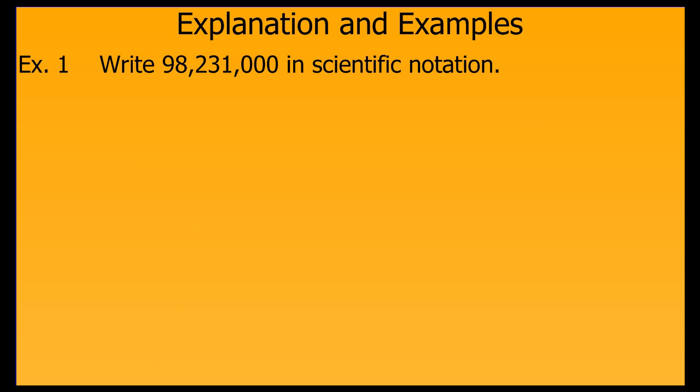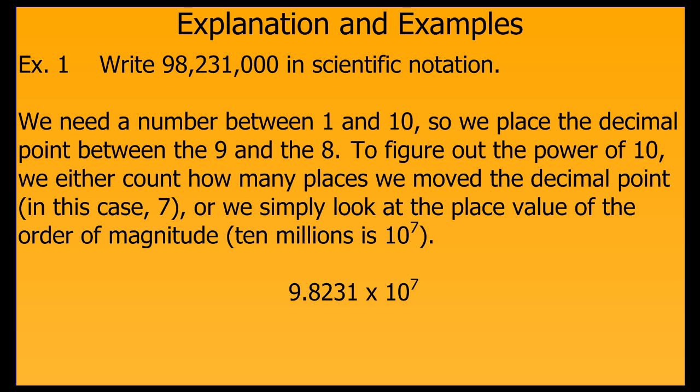We want to write 98,231,000 in scientific notation. We need a number between 1 and 10, so we place the decimal between the 9 and the 8. So that gives us 9.8231. But now we need the power of 10 that will make this equivalent to 98,231,000. To figure that out, we simply count the number of places we move the decimal point from its original spot. Alternatively, if we know our place values, we simply look at the place value of the order of magnitude, and that tells us the power of 10. Using either of these methods for this problem, we get 7.